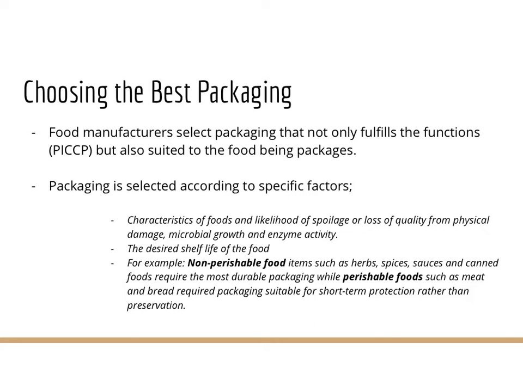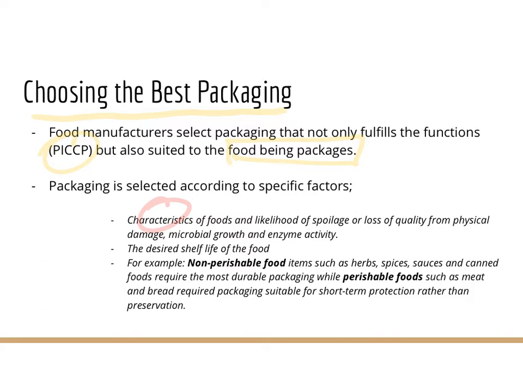Now, as I've already mentioned, choosing the best packaging is really dependent upon fulfilling the functions of packaging, so applying that PICUP acronym, but also considering the food product that is being packaged. So different food products have different packaging, and this must be really dependent upon the food product itself. The reason why there's variances in food packaging is because food products are all different and they all have different characteristics that must be managed through the packaging. Now, packaging is selected according to a number of different factors. The first one is the characteristics of the food, okay, and the likelihood of spoilage or the loss of quality from physical damage, microbial growth, and enzymatic activity.